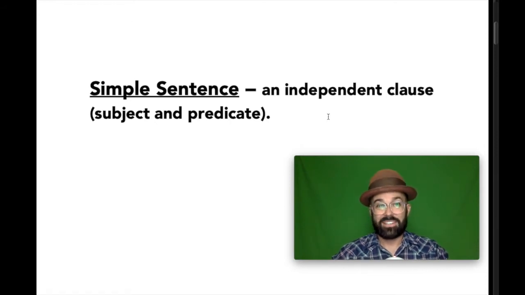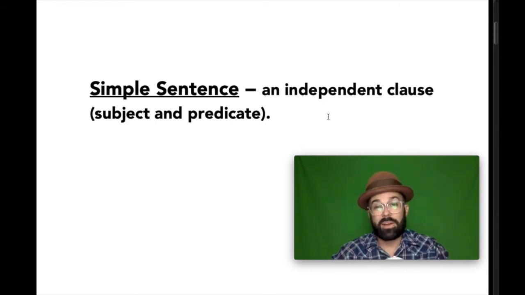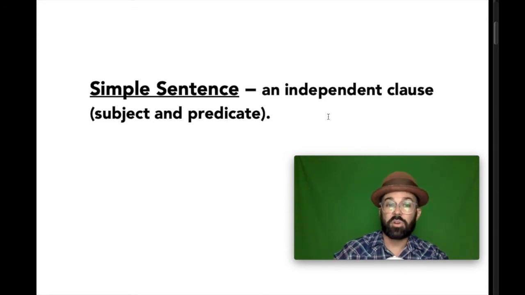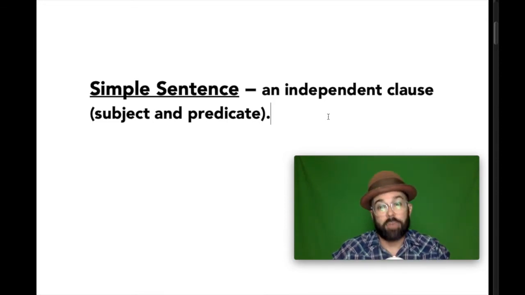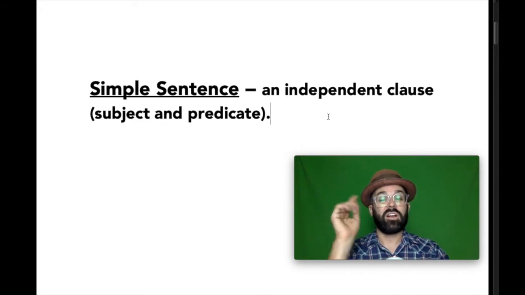Couldn't be any simpler. In the previous video, we learned that independent clauses are different than dependent clauses because they are independent. They can be all by themselves. And so an independent clause could also be its own sentence because it's all by itself. Did you write it down? I hope so, because now it's time for compound.